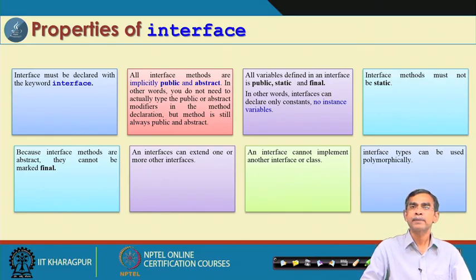Then all methods are abstract, but not final, and you can note that these are the differences between an abstract class and an interface. In addition to these, an interface can extend one or more other interfaces, as we have already discussed. An interface cannot implement another interface or class, that is not possible. Only a class can implement an interface, but the reverse is not possible. And interface types can be used polymorphically.